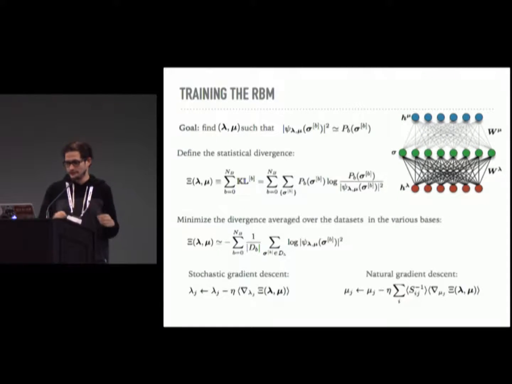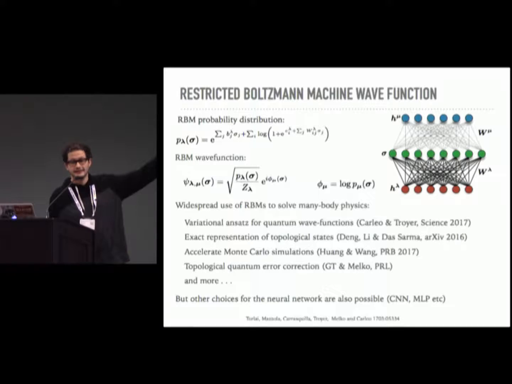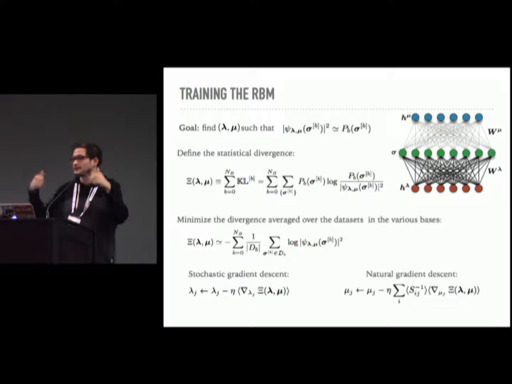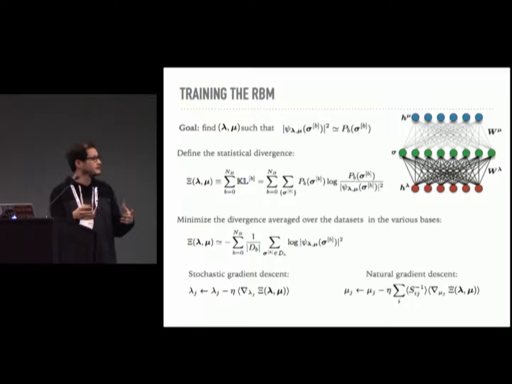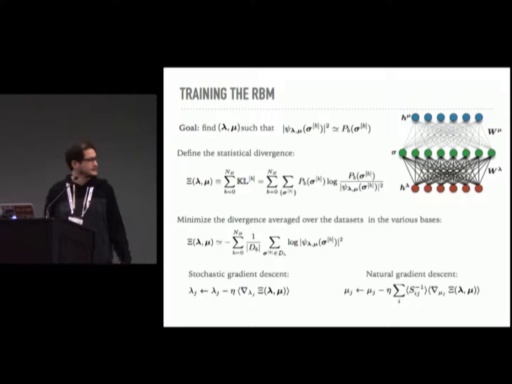So the goal is to find the parameters of this extended complex-valued RBM, and we do that by defining a KL divergence on these different bases, or these different measurements that we took, or that we hope one day we would get out of the experiments. Then we minimize this divergence, which we average over the various experimental measurements or synthetically generated data sets. We use stochastic gradient descent as well as natural gradient descent in some cases.